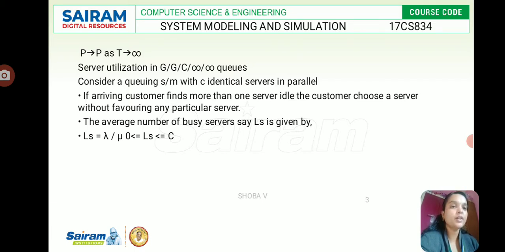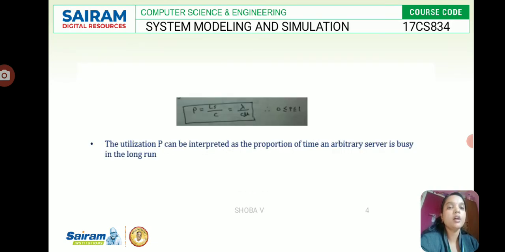Whenever we consider similar servers in parallel, we can consider this condition, and this is the condition we are using. P is equal to Ls by c, which is equal to arrival rate divided by service rate, so 0 to 1. The utilization P can be interpreted as the proportion of time an arbitrary server is busy in the long run. Long run means, for example, customers who are waiting a long time in a waiting line for the server to get serviced, then we can use this formula.